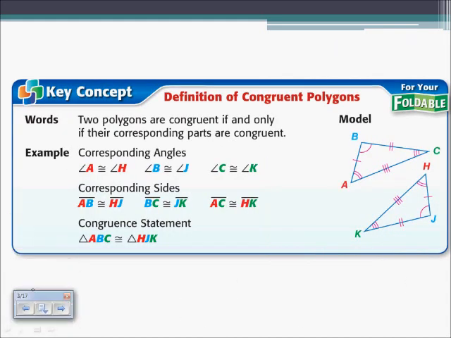Alright, and here's another picture of that. And again, you can see the color coordination. A and H are in red down here in the congruent statement. B and J are congruent to each other in blue, and C and K are in green. Again, you can write it in different ways, but you have to have corresponding angles in the same spot with one another.